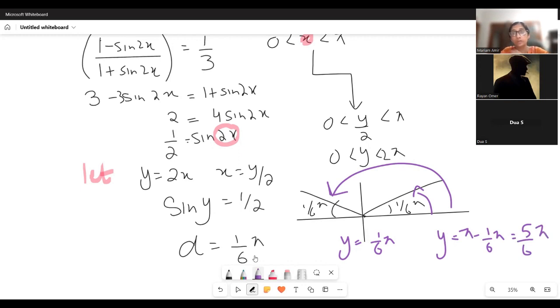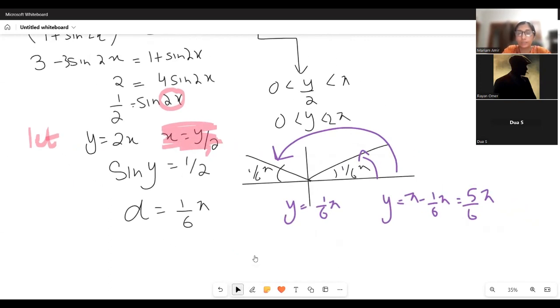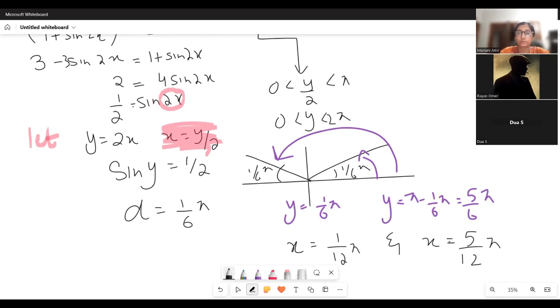All right. However, we need to solve this for x and not for y. So now we're going to use this conversion, which is when you divide y by 2, you get x. So we're getting x equals 1 by 12 pi and x equals, divide this by 2, which gives us 5 by 12 pi. Which are the correct answers mentioned at the end. That means the part 1 had the sign swapped by mistake.